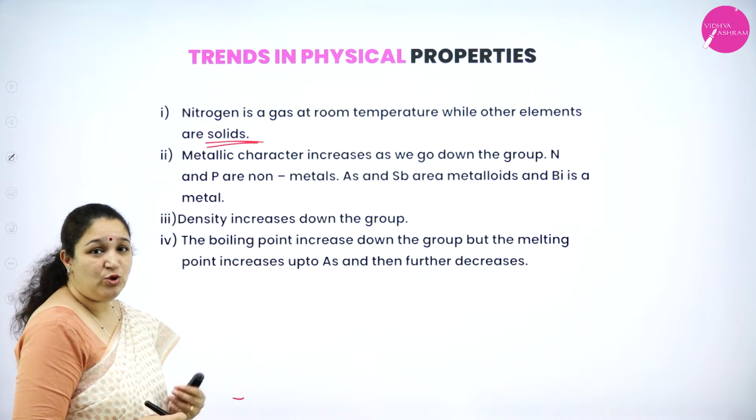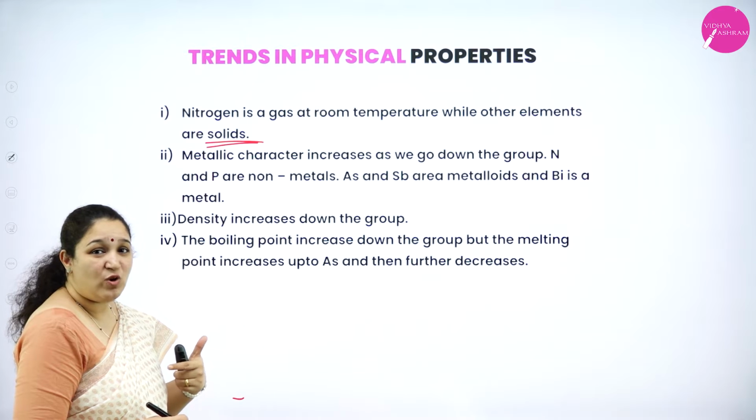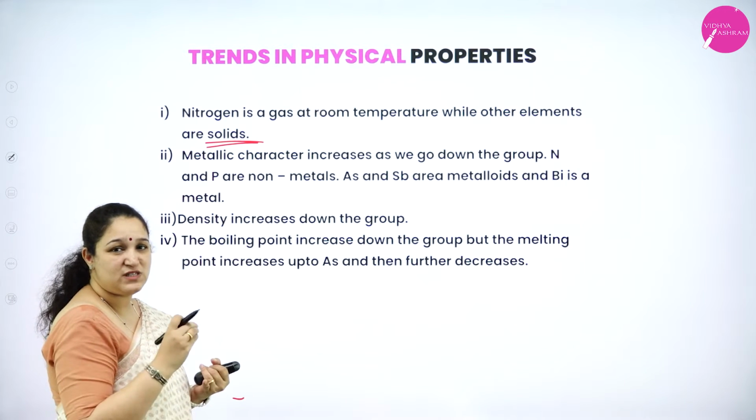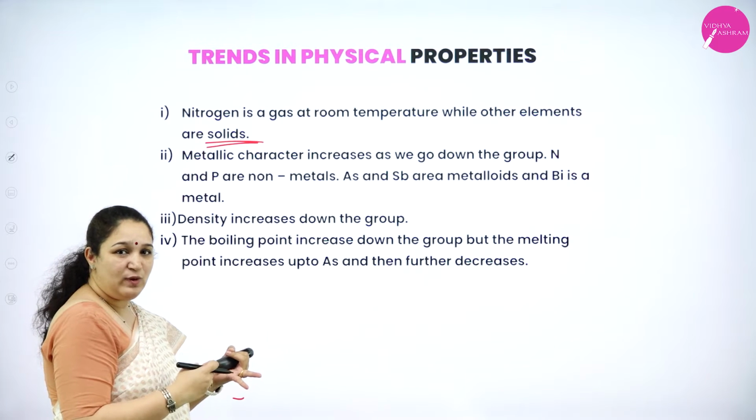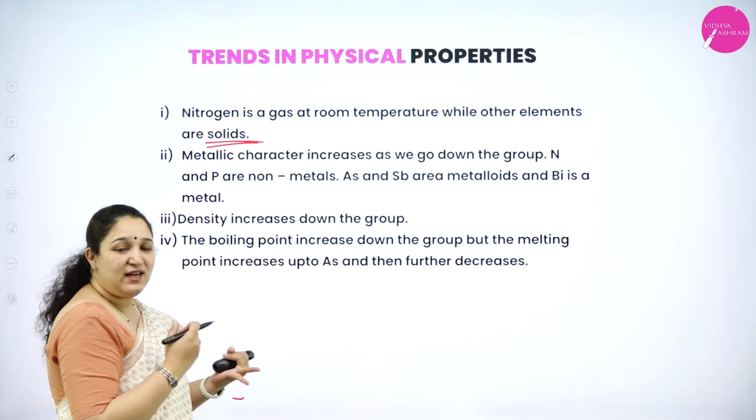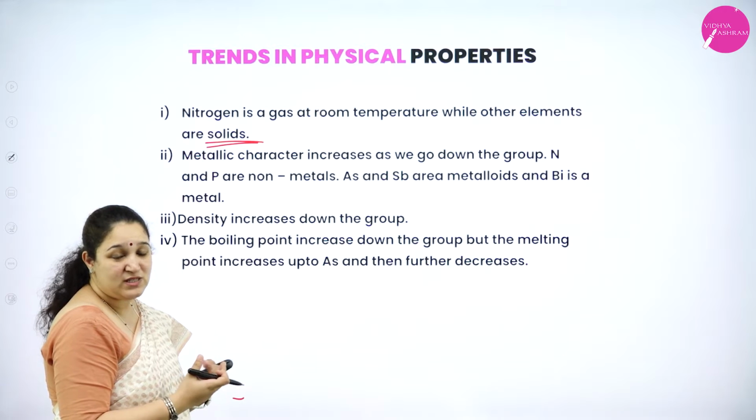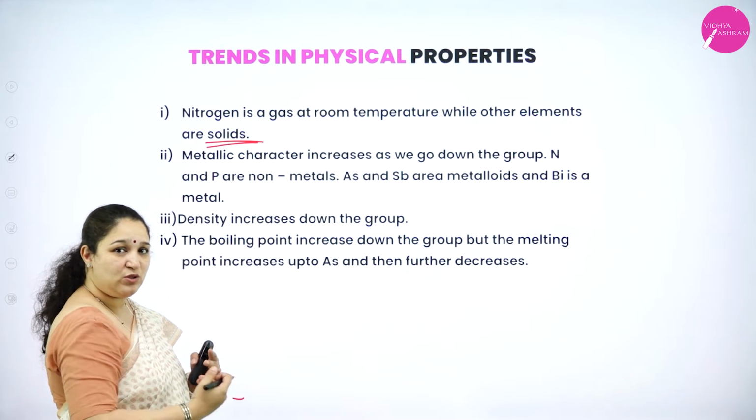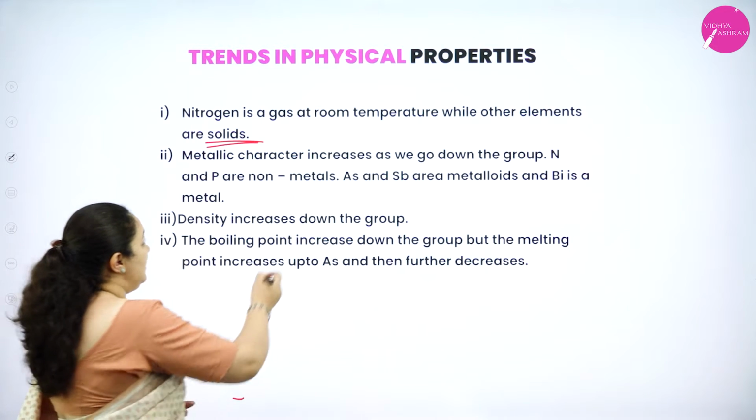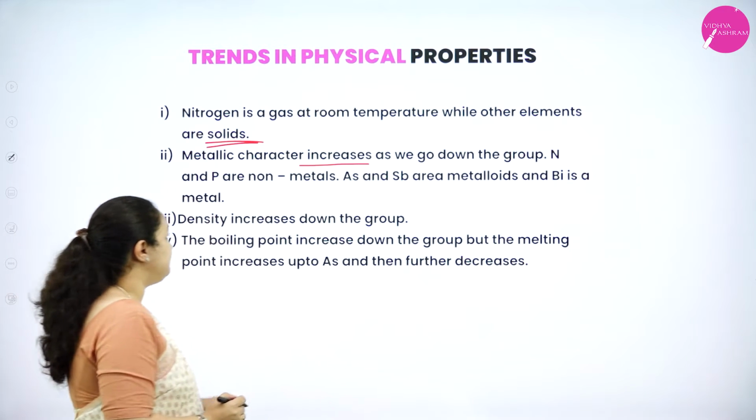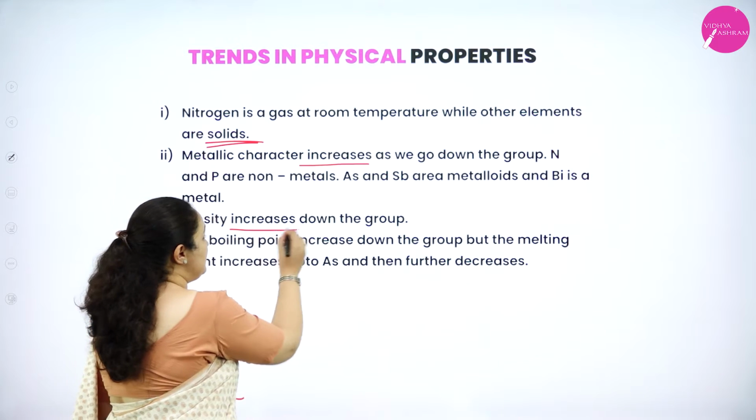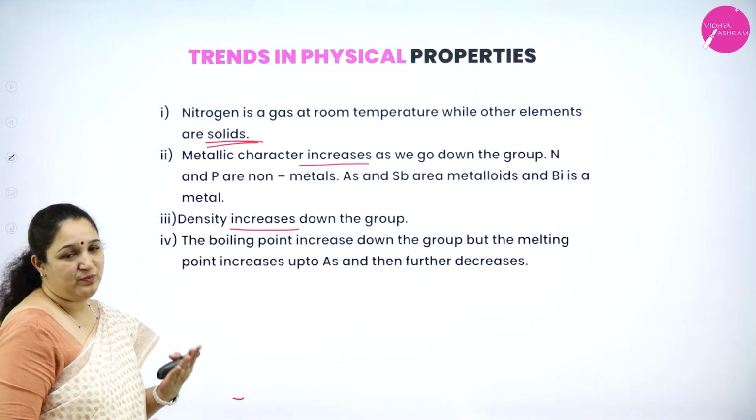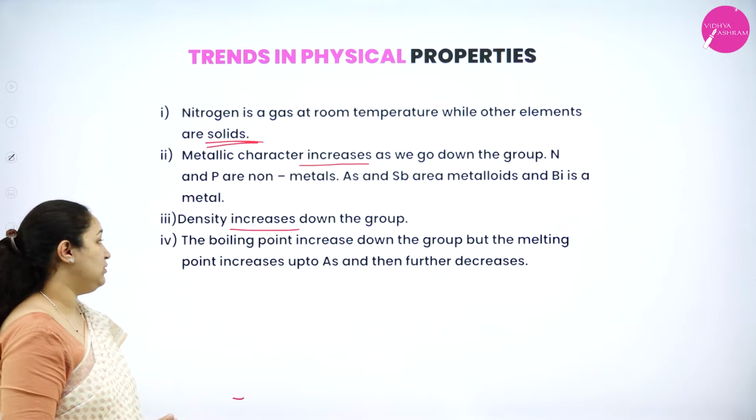As we go down the group, metallic character is going on increasing, isn't it? First two elements, nitrogen and phosphorus, are non-metals. Then we have two elements, that is arsenic and antimony are metalloids, but bismuth is a metal. So, what is happening as we come down the group? The metallic character is increasing, okay. Density increases down the group. Of course, metals are more denser, isn't it? So, density increases down the group.